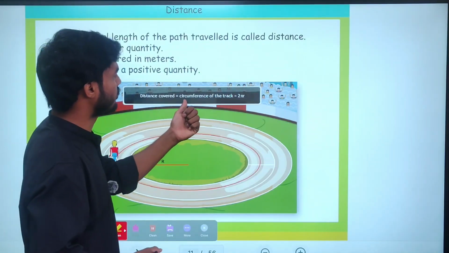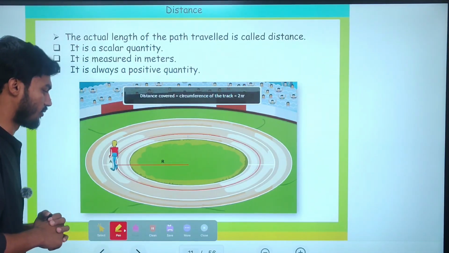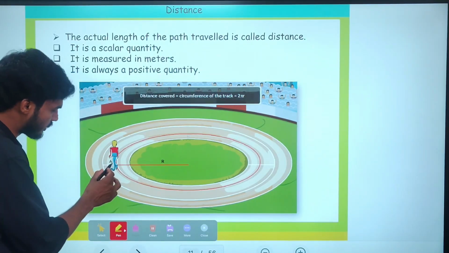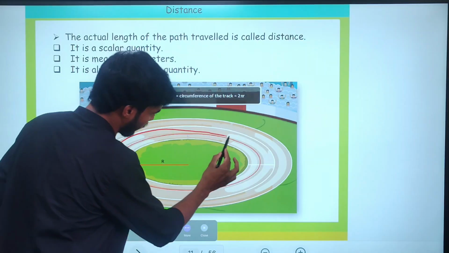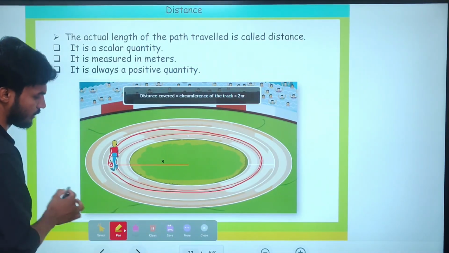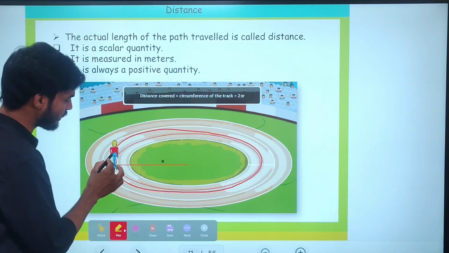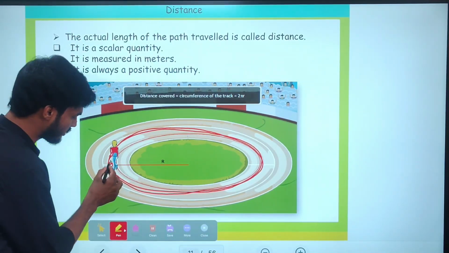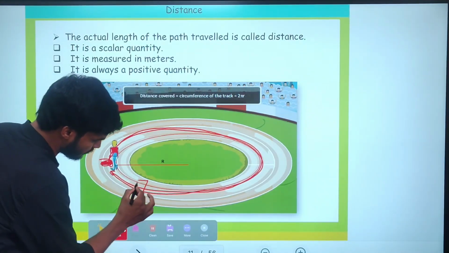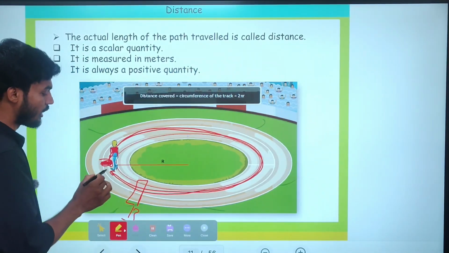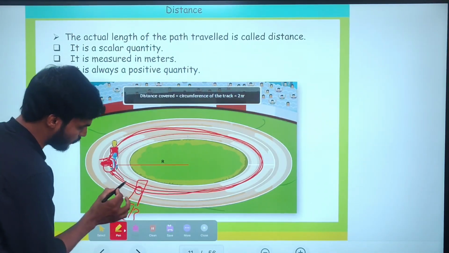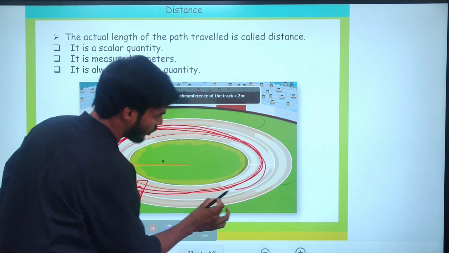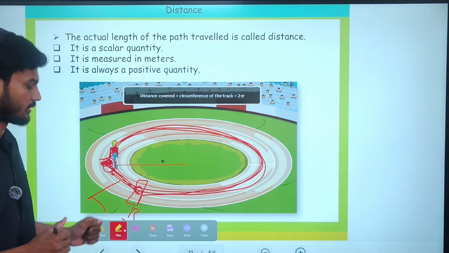So the distance covered is equal to the circumference of a track, which is 2 pi r. For example, a boy starts running on a running track. He starts here and moves along a fixed circular path, right? What is distance? The total distance, this full distance that you measure, is known as distance. For displacement, for example, a boy starts here and stops at this position. Displacement means the shortest path you can measure from here to here, from the initial position to the final position. It is known as displacement, and the total actual length covered by the person is known as the distance.